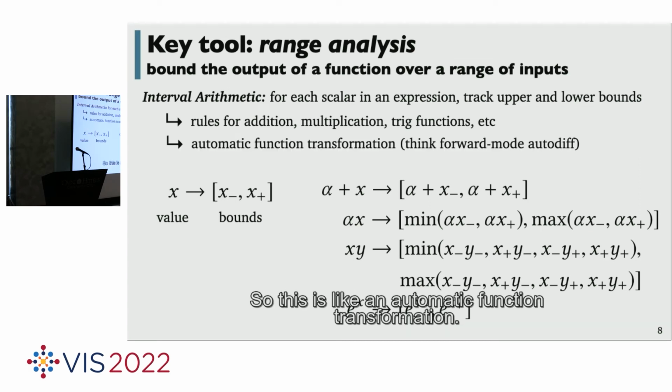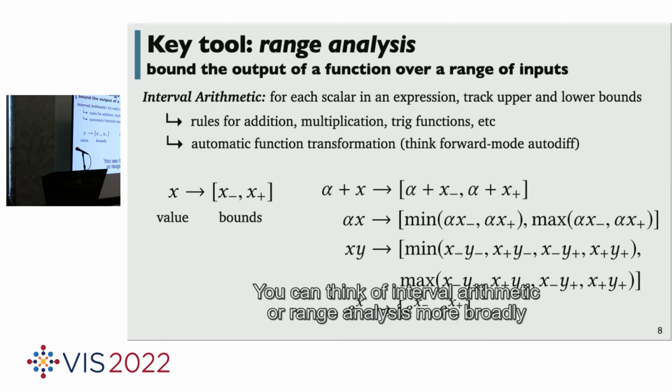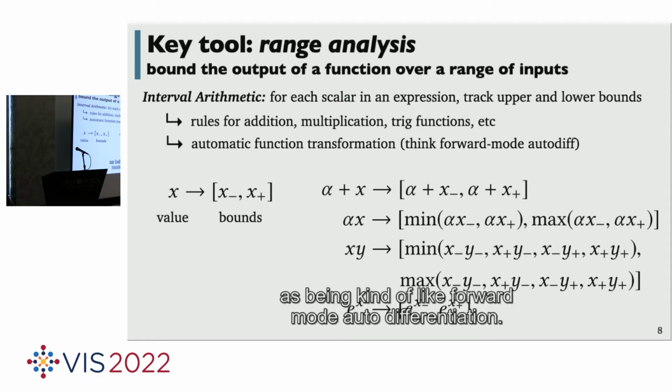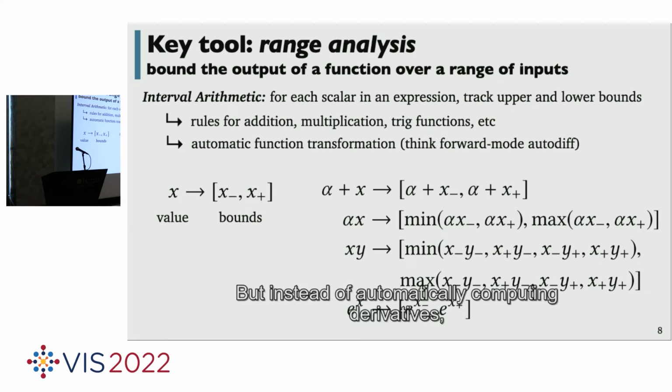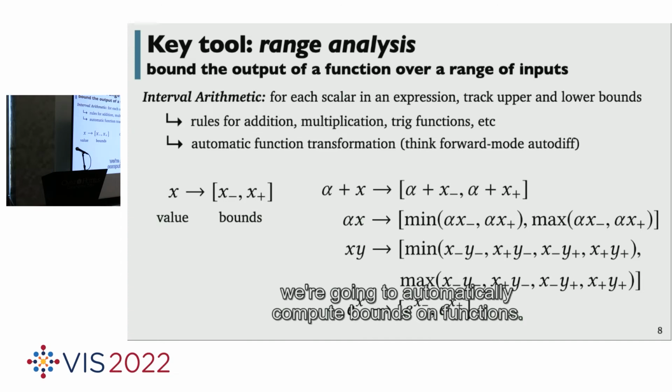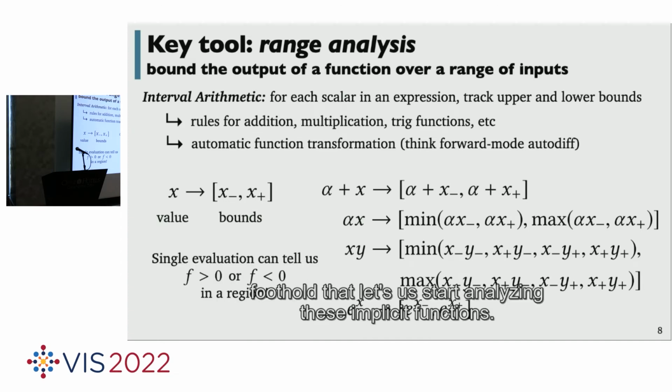So this is like an automatic function transformation. You can think of interval arithmetic or range analysis more broadly as being kind of like forward mode auto-differentiation. But instead of automatically computing derivatives, we're going to automatically compute bounds on functions. This is the foothold that lets us start analyzing these implicit functions.